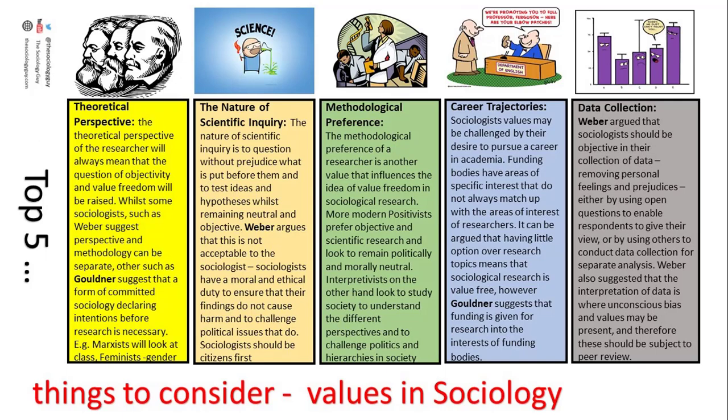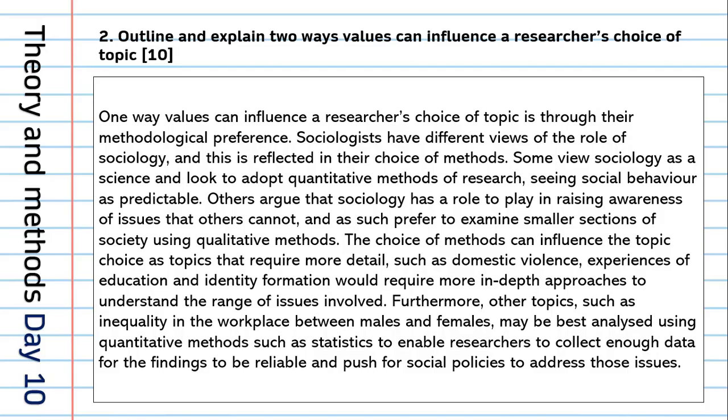So let's look at my 2 responses. First of all, the question is: outline and explain 2 ways values can influence a researcher's choice of topic. Well, the first one I've gone with is methodological preference. I'm going to explain how a researcher's choice of methods influences their topic.